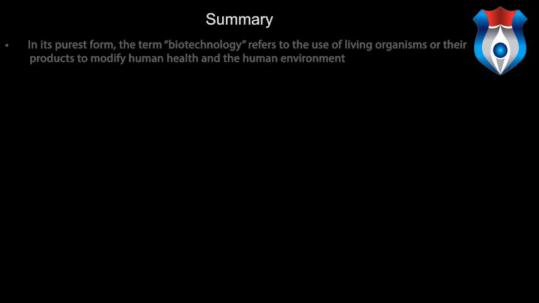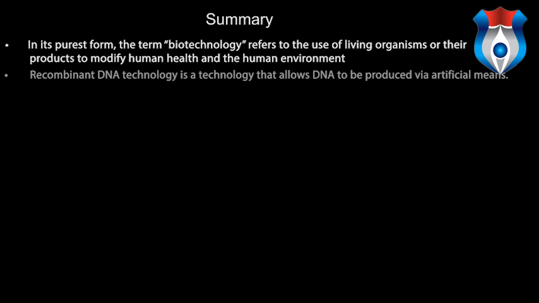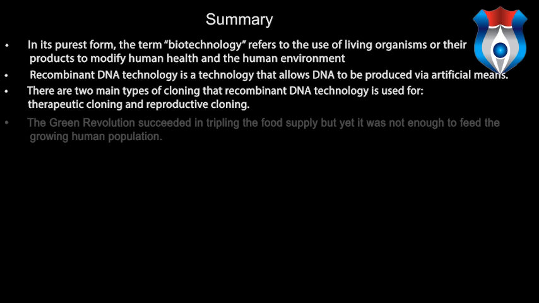Now, in the end, let us summarize what we have learnt in this lecture. In its purest form, the term biotechnology refers to the use of living organisms or their products to modify human health and the human environment. Recombinant DNA technology is a technology that allows DNA to be produced via artificial means. There are 2 main types of cloning that recombinant DNA technology is used for: therapeutic cloning and reproductive cloning.